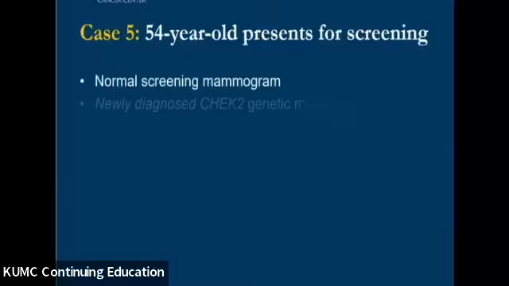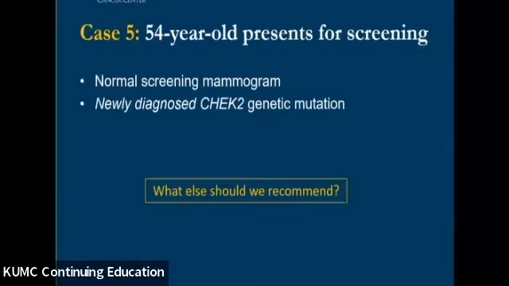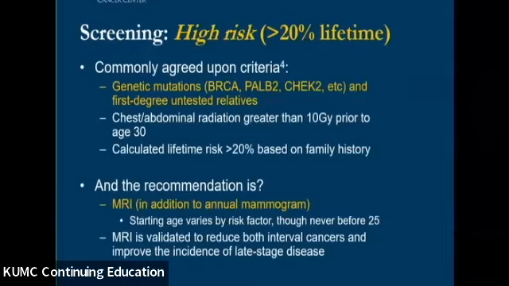Next case is a 54-year-old presenting for screening, again, a normal screening mammogram, but she has a newly diagnosed CHEK2 genetic mutation. So she had a family member who was diagnosed with this. She got her testing. So what do we do for her? Let's go back to our high risk screening criteria. This is from the first lecture. She does fall into that greater than 20% lifetime risk due to her genetic mutation. So we recommend MRI screening.